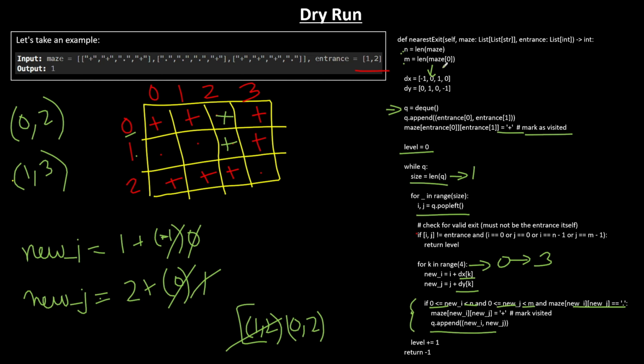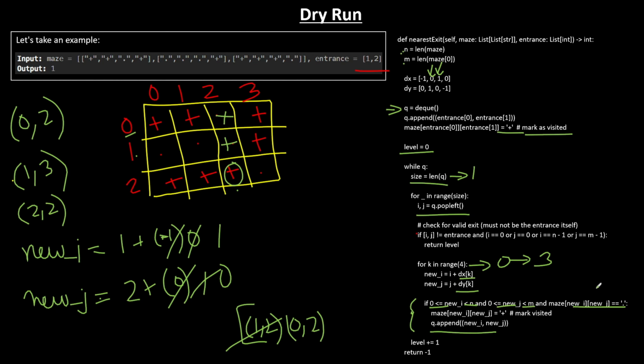Okay. Then when k value becomes 2, it is 1 comma 0. Now k value is 2. So it is 1 and 0. So the new direction becomes 2 comma 2. 2 comma 2 is basically this part, right? And since this is plus already, it will check is it equal to dot? No, it is not.